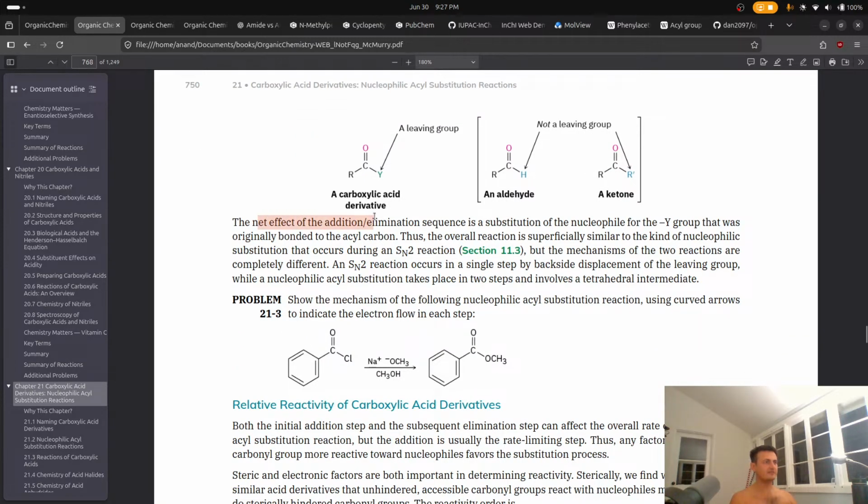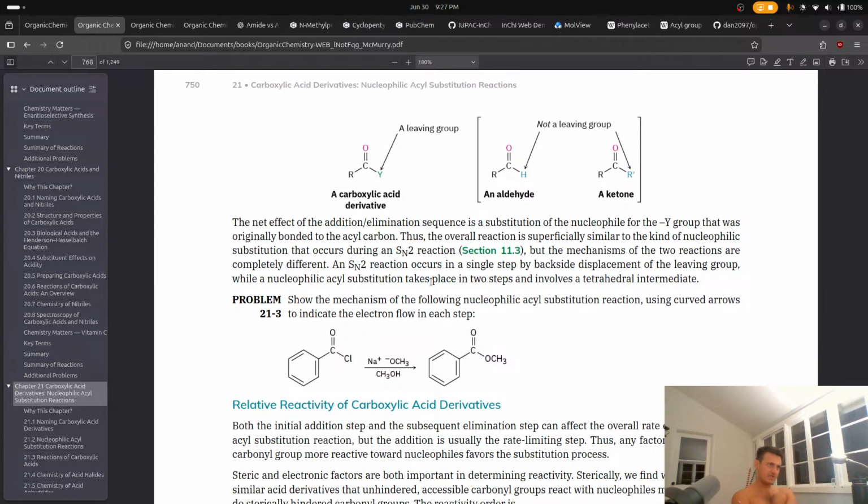The net effect of the addition-elimination sequence is a substitution of the nucleophile for the Y group that was originally bonded to the acyl carbon. Thus, the overall reaction is superficially similar to the kind of nucleophilic substitution that occurs during an SN2. But the mechanisms of the two reactions are completely different.